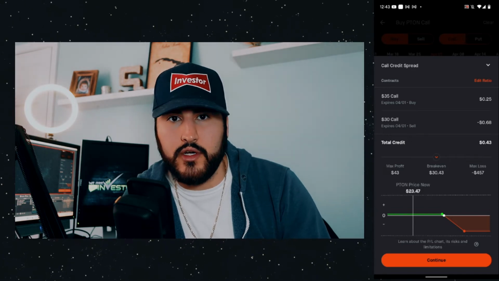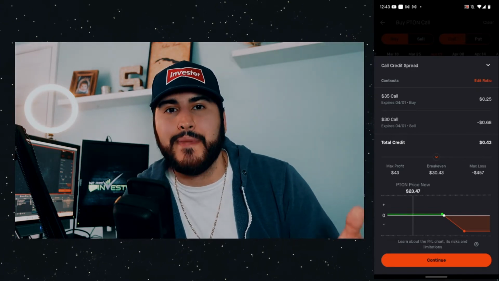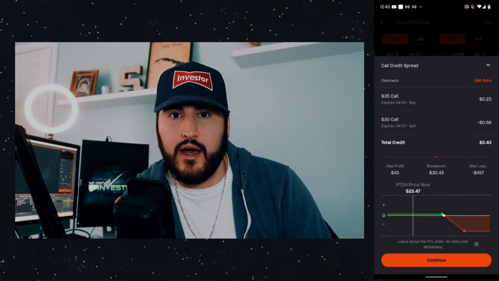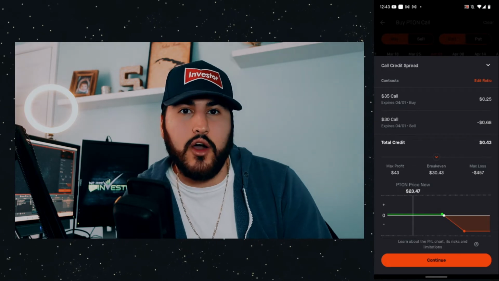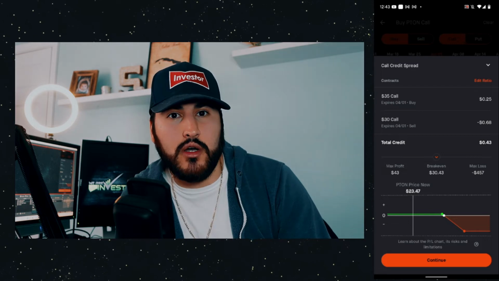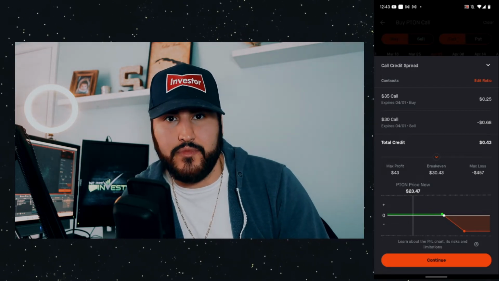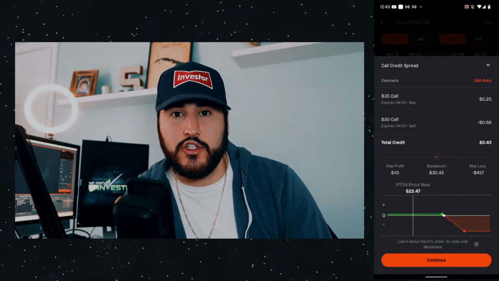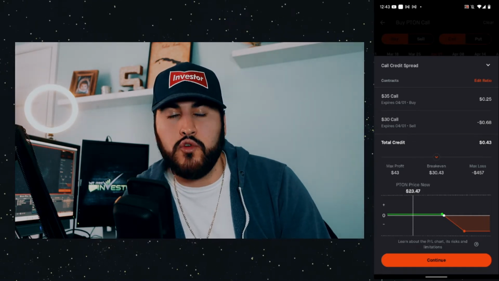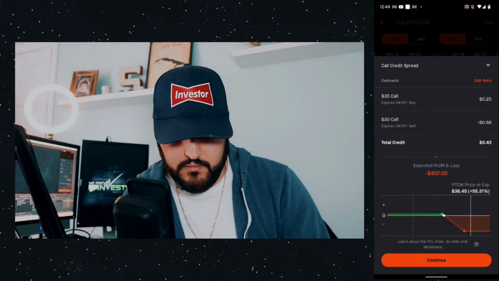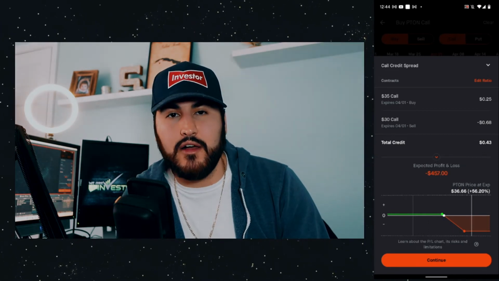Now I mentioned this earlier in the video, it's not going to look very appealing, but it's based off of probability. The probability of Peloton getting to $30 in a month is unlikely. For it to get to $35 and occur that max loss is even less likely. So from the profit and loss graph, it doesn't look very appealing because your max profit is the credit you received up front. In our case, $43. But the max loss is going to be much higher. It's going to be $457 for this trade.